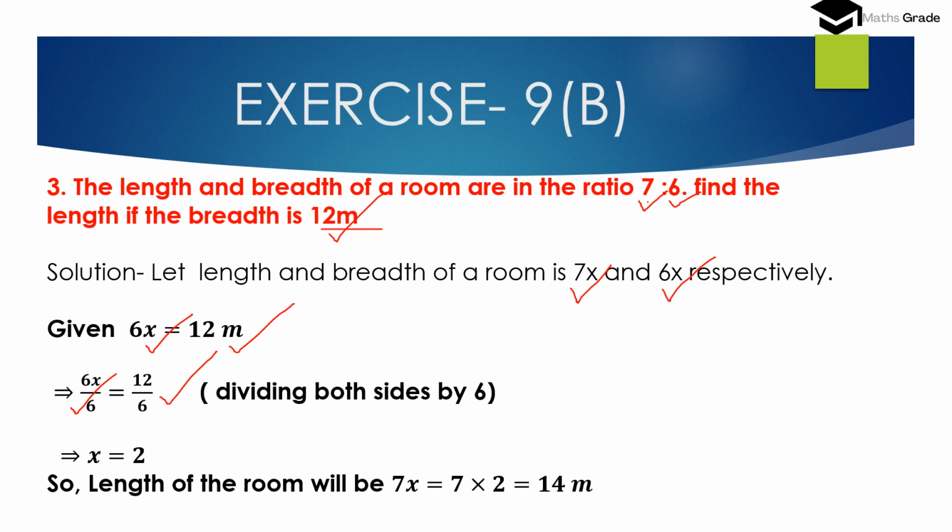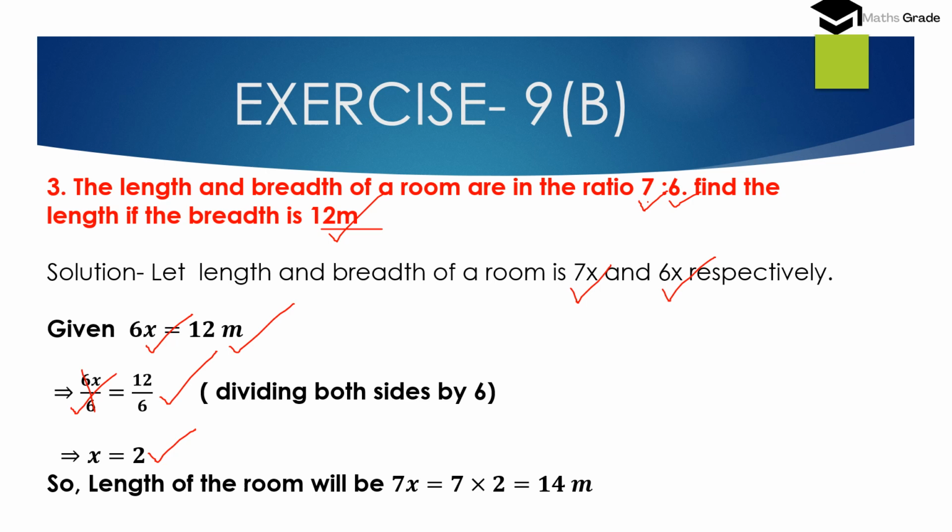Dividing both sides by 6, we get 6x divided by 6 equal to 12 divided by 6, and 6 will be cancelled. 6 and 6 cancel हो जाएगा, that is x equal to 12 divided by 6 is 2 meter. x का वैल्यू निकला 2 मीटर.